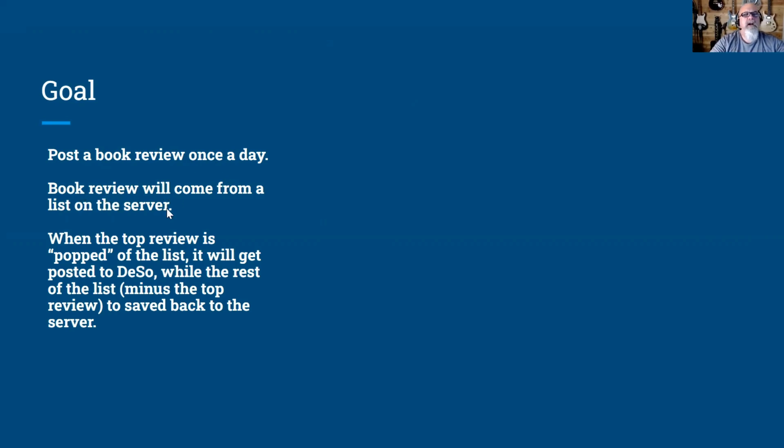The book review will come from a list on the server. So I'm just going to have a JSON file on the server that it'll read from. And what it will do is grab that first JSON object, that in Python you'd call a dictionary, and it would pop that off the list. And that is the one we would send to Deso. And then it would save the remainder of that list back to the server.